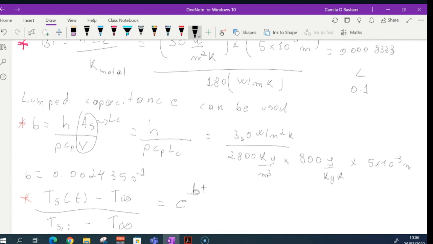We know everything. What we want to find is the temperature of the surface after a certain time, our time here being 2 minutes. I want to know my temperature of the surface at 120 seconds. It's going to be my temperature of the air plus temperature of the surface at the beginning of the process minus my temperature of the air multiplied by my E to the power of minus BT.